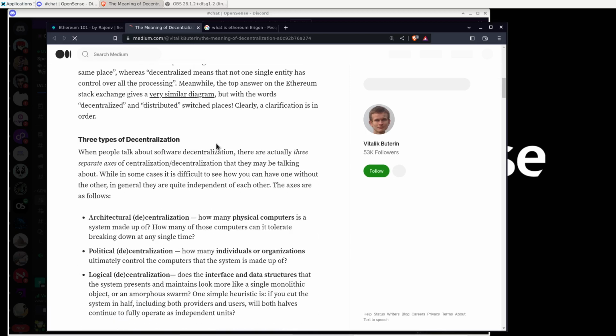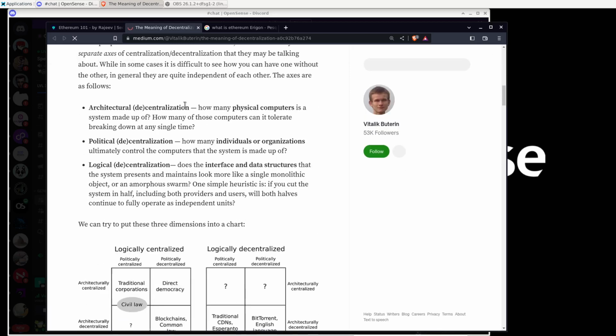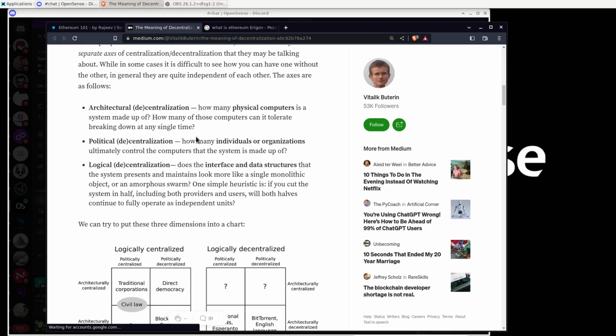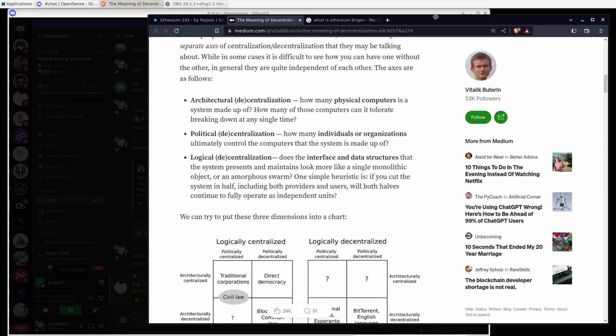So let's see, architectural. How many physical computers is a system made up of? How many of those computers can it tolerate breaking down at any single time?